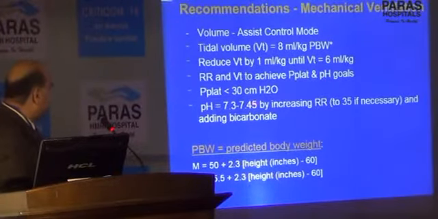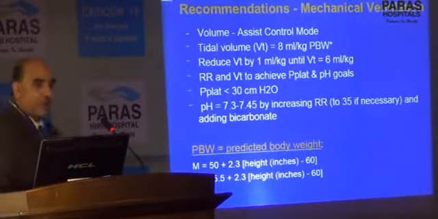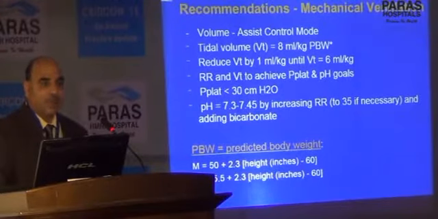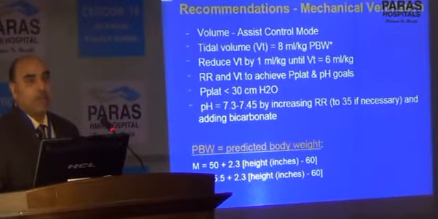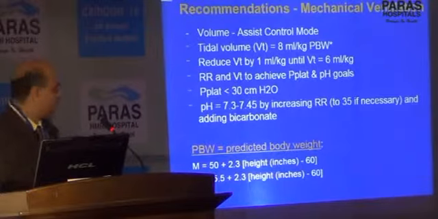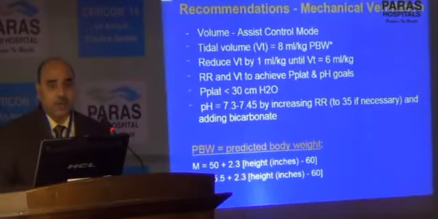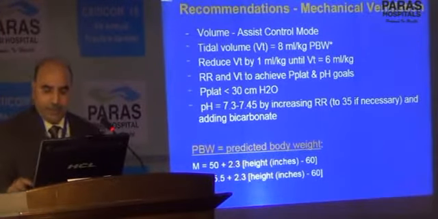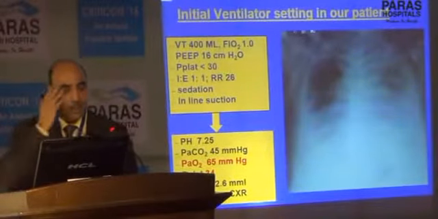When you find that the patient has a very low pH, you can increase the respiratory rate, or if the patient is hemodynamically compromised, you can give a short-term infusion of sodium bicarbonate also. And this is how you are going to calculate the predicted body weight of the patient, which is given in every book. Now come to the outpatient.